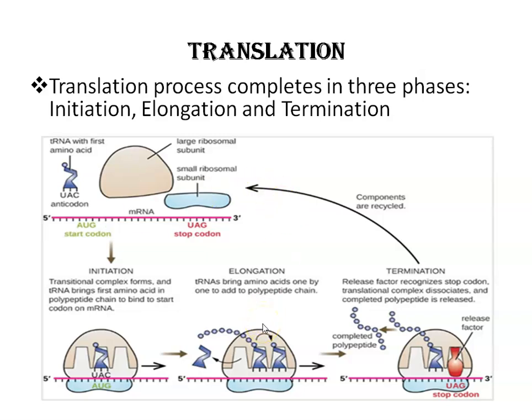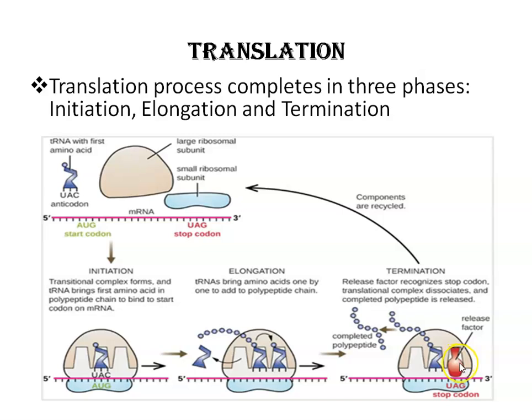Then the elongation process. In elongation, the ribosome moves along the mRNA reading codons, meaning three-nucleotide sequences. For each codon, a specific tRNA brings the corresponding amino acid, and the amino acids are linked together by peptide bonds, forming a growing polypeptide chain. You can see here the growing polypeptide chain.